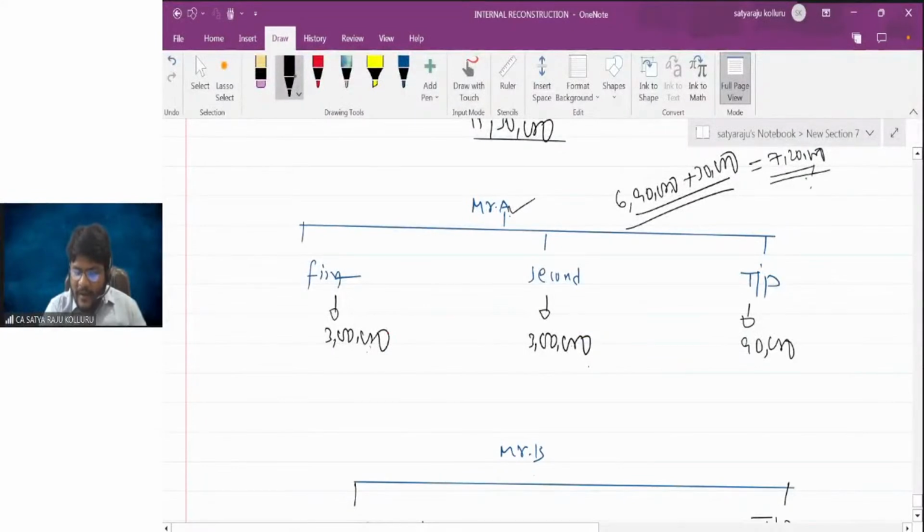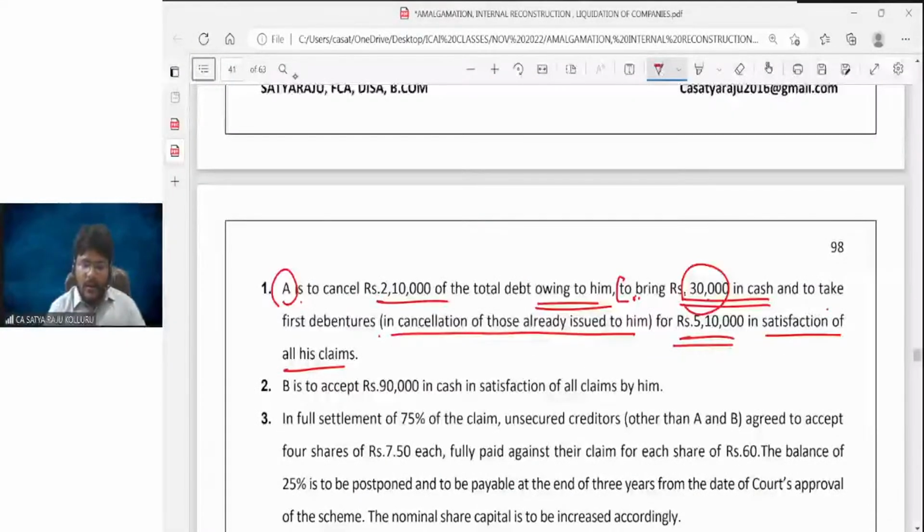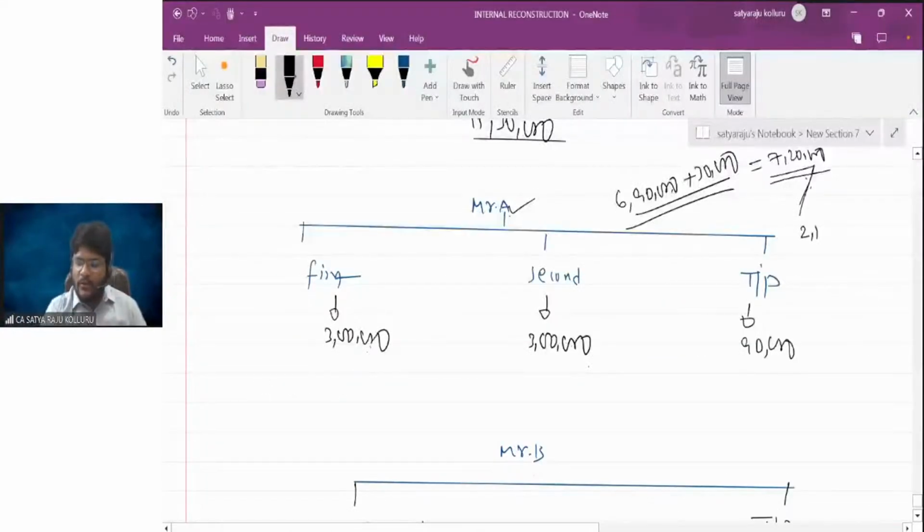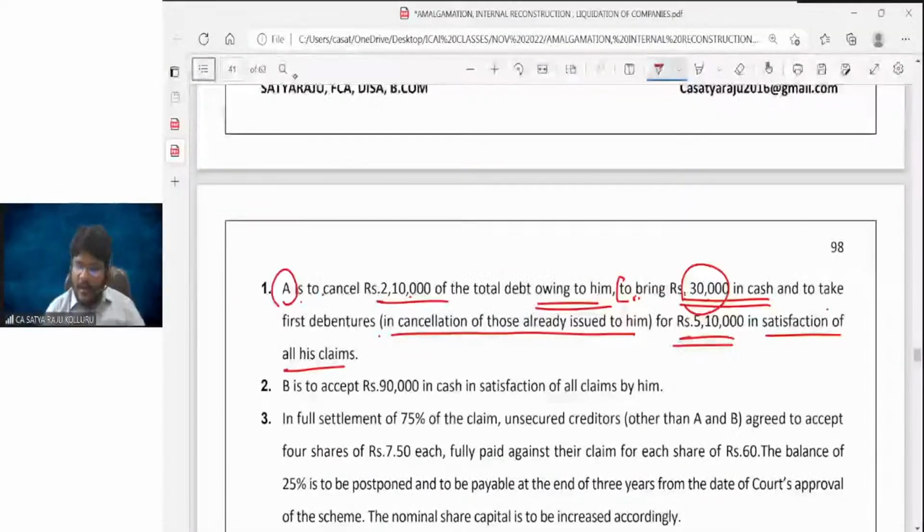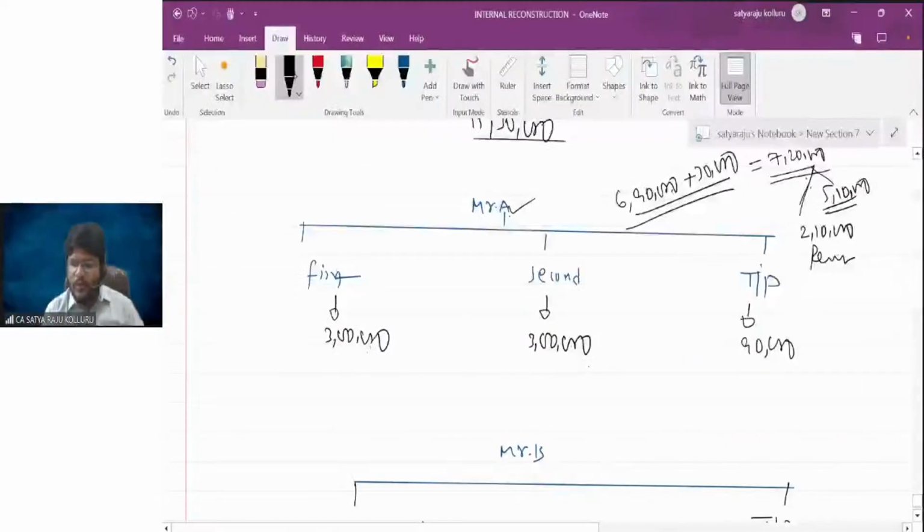Now, out of this 7 lakh 20,000, A is to cancel 2 lakh 10,000. So 2 lakh 10,000 will go to reconstruction straight away. 7 lakh 20,000 minus 2 lakh 10,000 means the remaining I need to pay is 5 lakh 10,000. What about this 5 lakh 10,000? For that, he is to take the first debentures for 5 lakh 10,000. First debentures means these are all together new debentures. He is issuing new first debentures for 5 lakh 10,000.